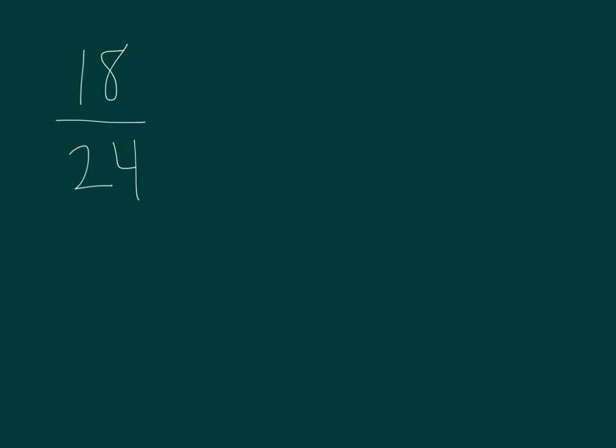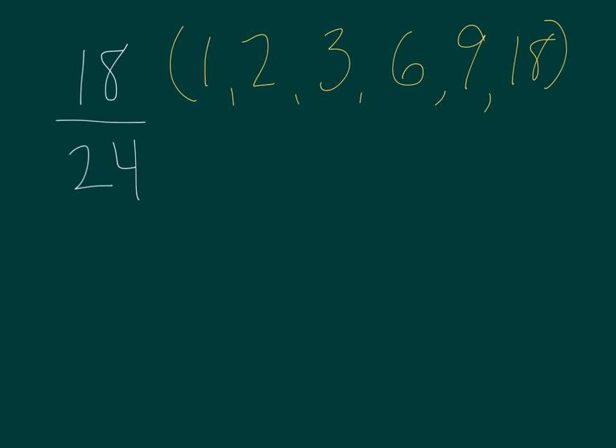So I'm going to list the factors, and I like to do that by listing them, putting them in parentheses, and putting them in order. So I have 1 and 18, I have 2 and 9, and I have 3 and 6. 4 won't work, 5 won't work, so I know I'm done.